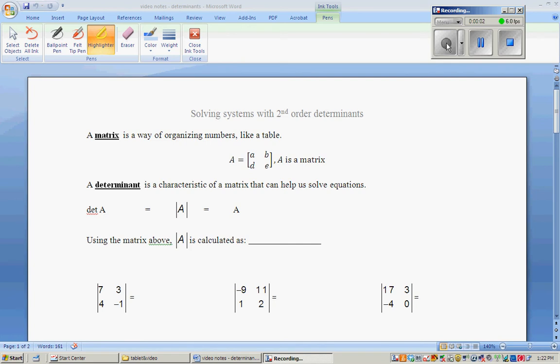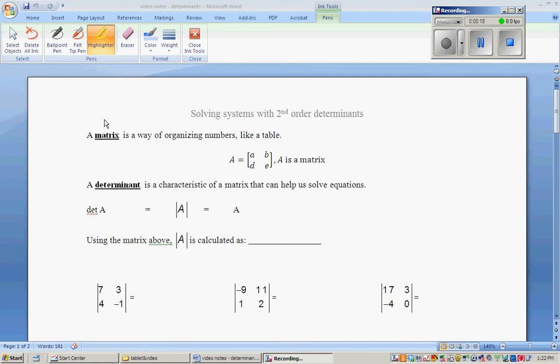We can solve a system in many ways. Elimination, substitution, using our calculators and graphing it, calculating the intersection are all ways that work. But we're going to use second order determinants for this next section.